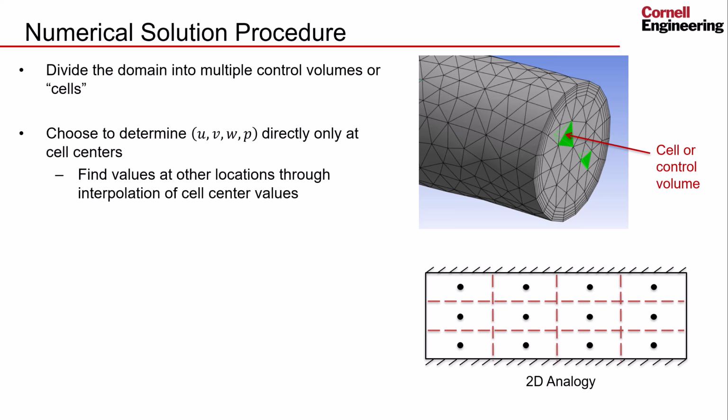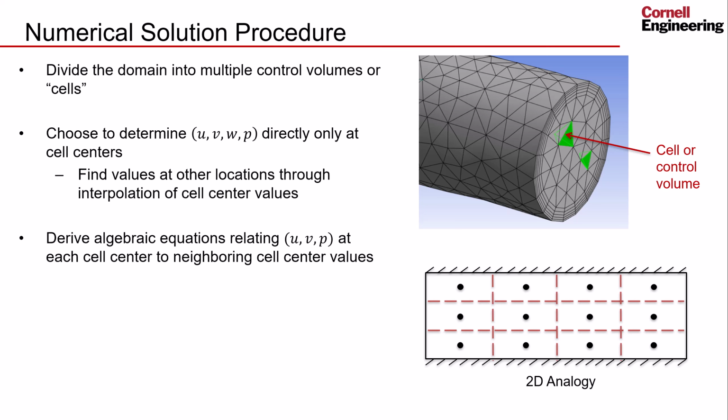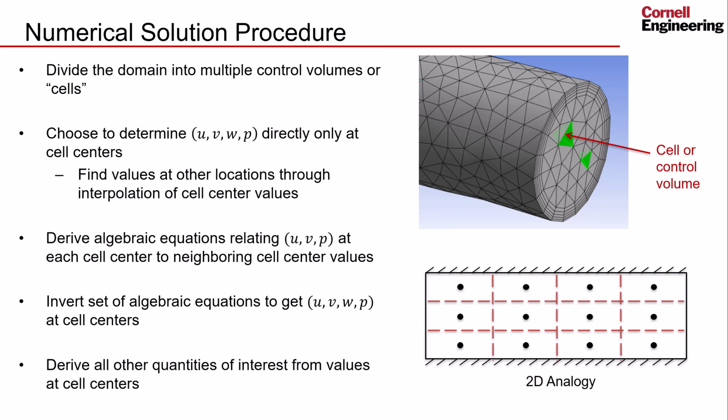To get these values, the Fluent solver will derive algebraic equations relating the primary unknowns at each cell center to the neighboring values. This will create a system of equations. The solver will then invert this system to obtain the cell center values. Importantly, the solver only directly determines values of our unknown functions. All other quantities and visualizations are post-processed from these values.